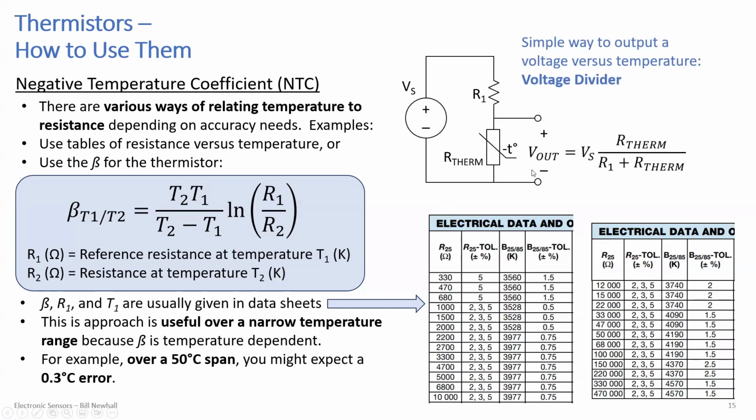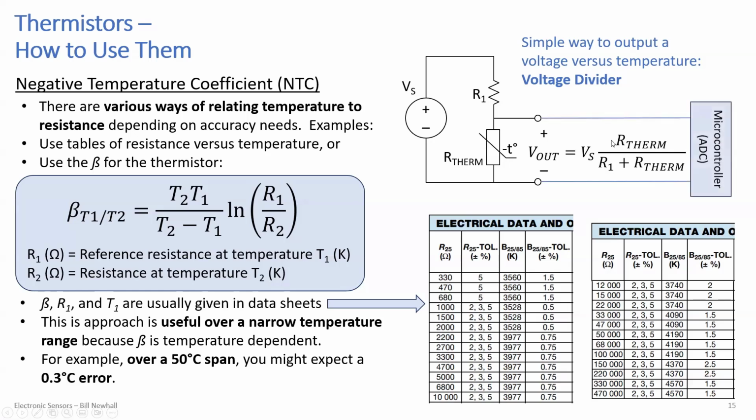One simple way to output a voltage versus temperature so that you could sample with a microcontroller is to use just a voltage divider, right? You have a fixed resistor and then your thermistor here. And use the voltage divider formula here. Vs is some voltage, maybe like a 5-volt voltage that is constant. And the thermistor value changes, that resistance changes. R1 would be constant. Okay. And then sample with a microcontroller.